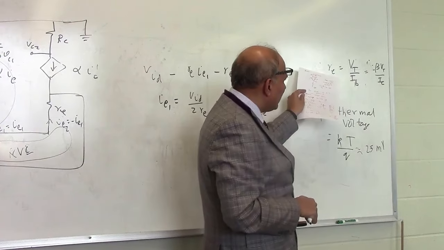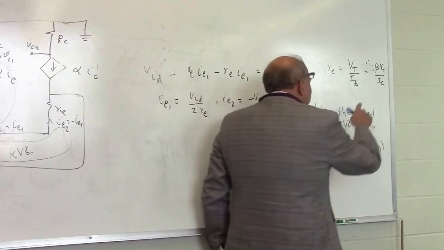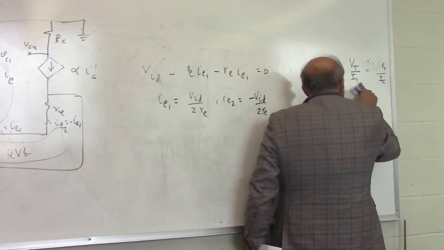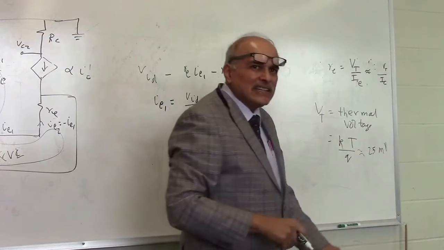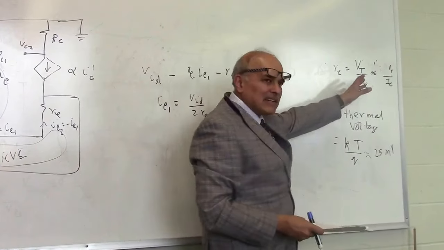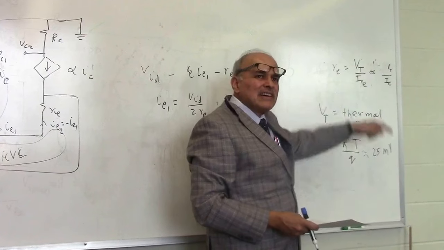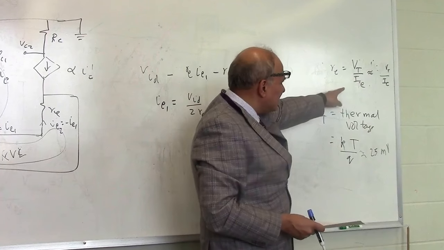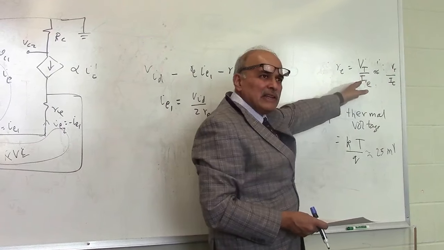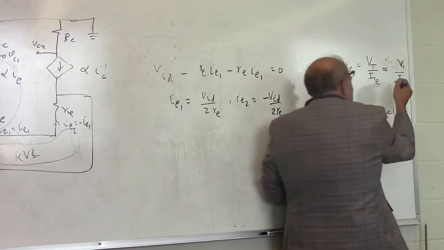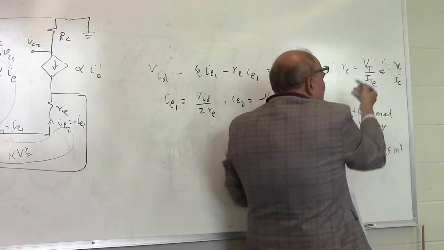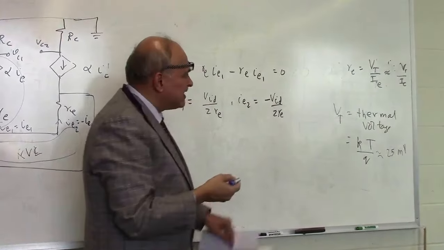VT over IB is R. Oh, sorry. VT over IC. It's VT over IE, which is approximately equal to VT over IC. My mistake. That was for RI I was looking at. That's something else. Okay, this is VT over IE, not IB. And that is basically almost the same as VT over IC because IC is equal to almost alpha IE, which is practically the same thing.